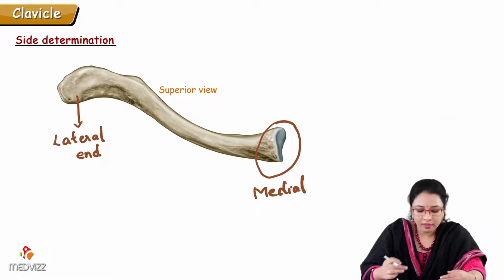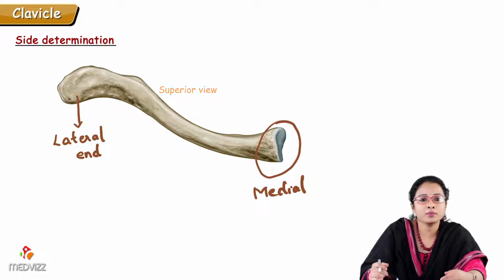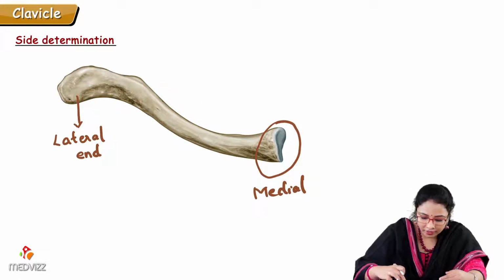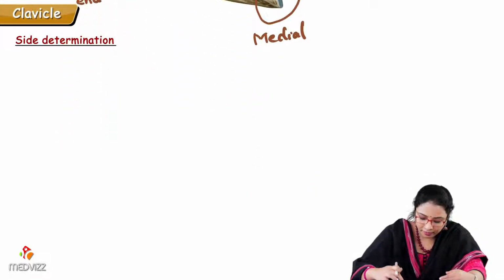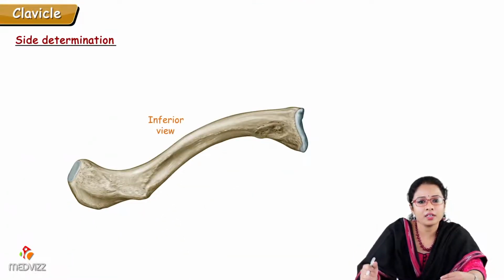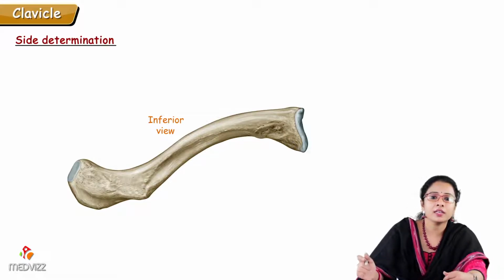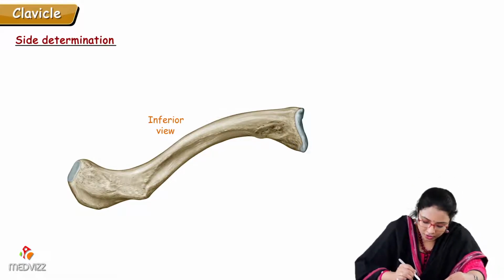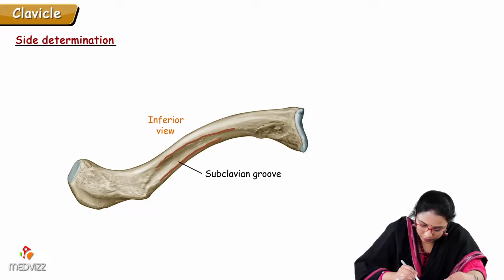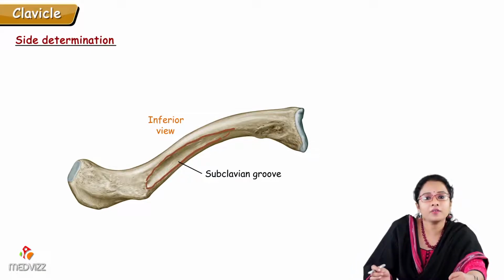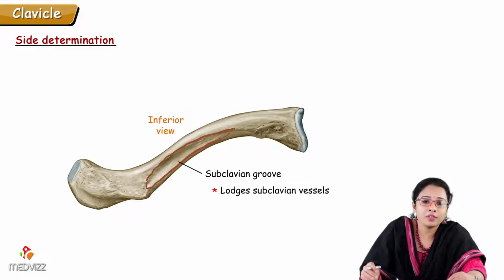The superior surface of the clavicle is quite smooth, and the inferior surface is identified by rough impressions. One is the subclavian groove, which we see on the inferior surface. It is in the middle of the shaft. So here is the subclavian groove, which is present inferiorly. And the subclavian groove lodges subclavian vessels, meaning subclavian artery and vein.